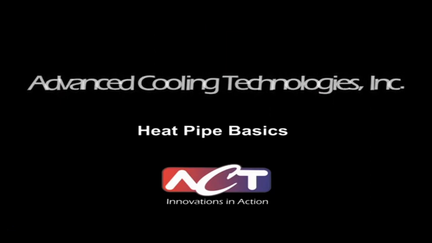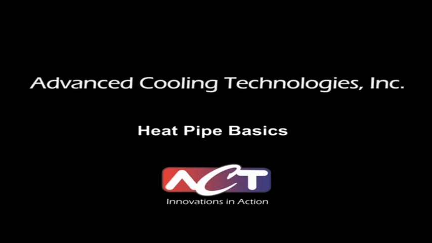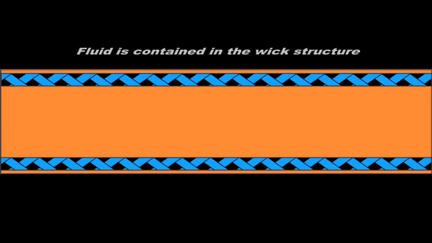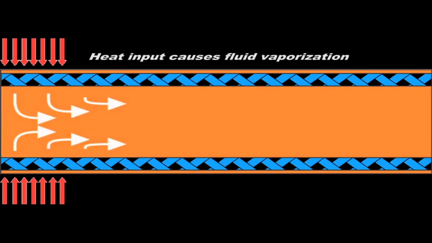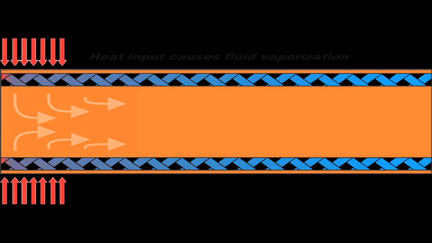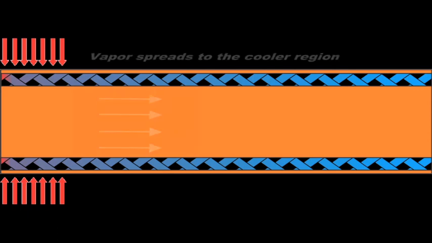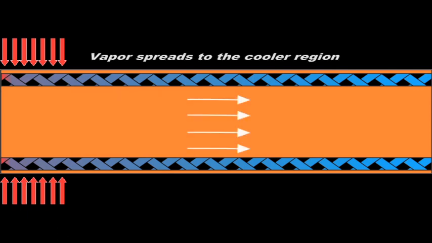Hello, and thank you for joining Advanced Cooling Technologies for this lesson on heat pipe basics. A heat pipe is sealed under vacuum with a small prescribed amount of working fluid. During non-operation, the fluid is contained inside the wick structure that lines the inner diameter of the heat pipe. When a heat source, such as an electronic component, generates heat, the fluid vaporizes at what is known as the evaporator section. The fluid vapor quickly spreads to the other end of the heat pipe using pressure generated by the temperature difference.